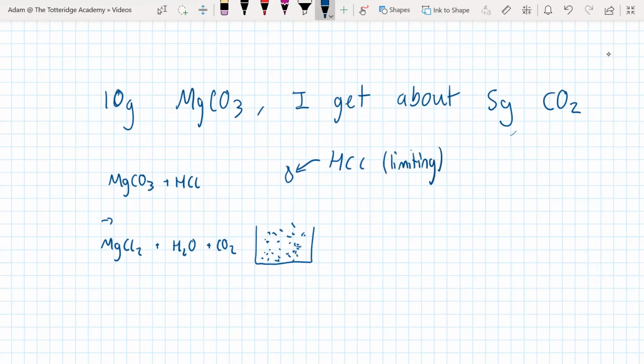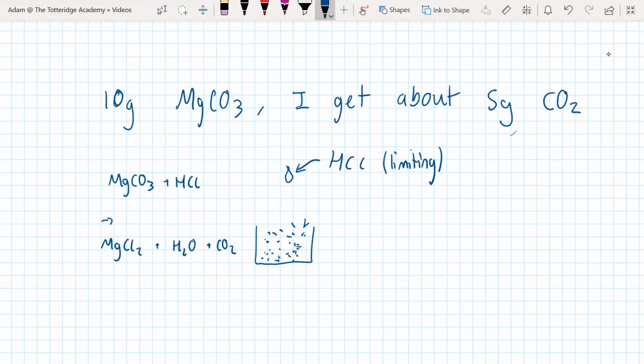It limits the reaction. It holds it back. I'm never going to get 5 grams of carbon dioxide with just 1 drop of HCl. I'd need to use quite a bit more HCl. I could work out how much, but I know it's going to be more than 1 drop. That much is obvious to me.